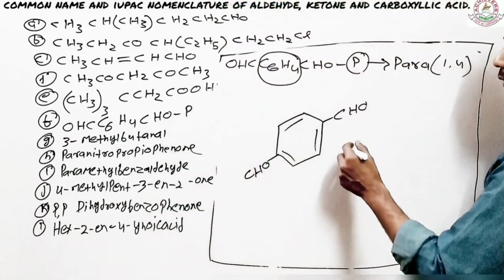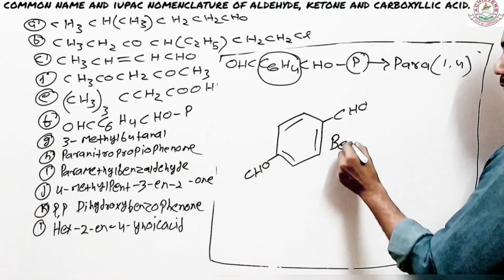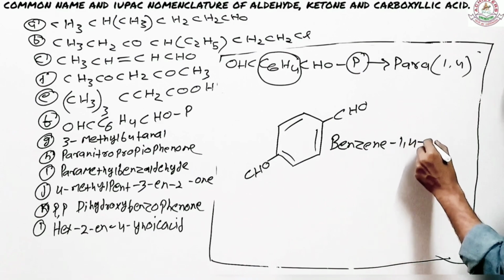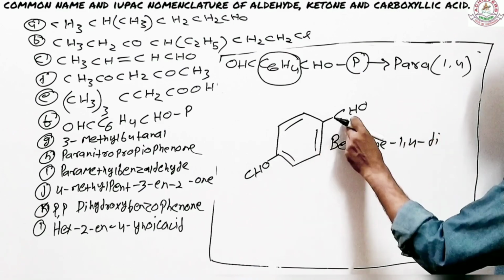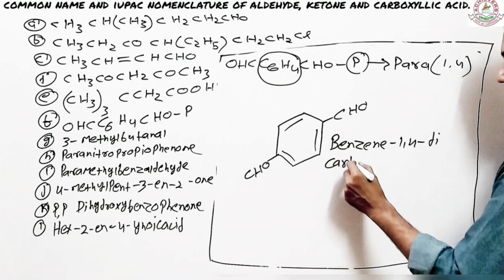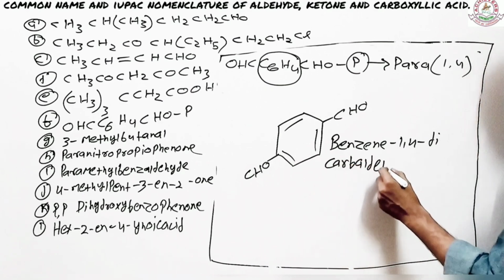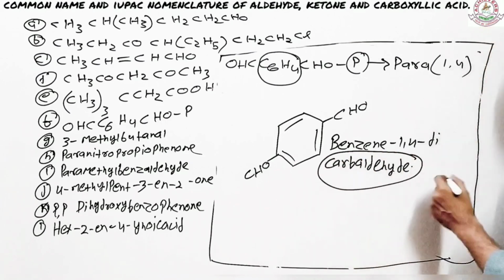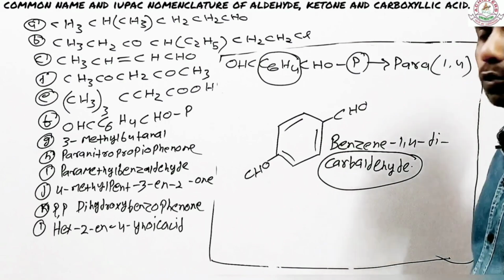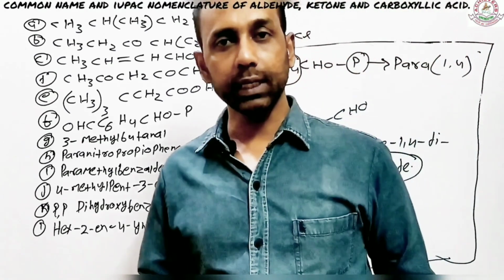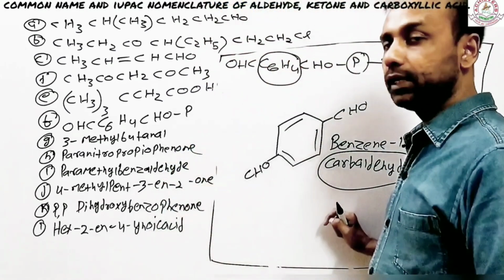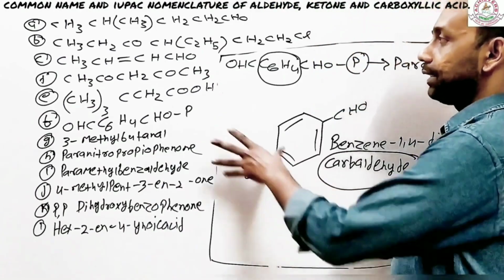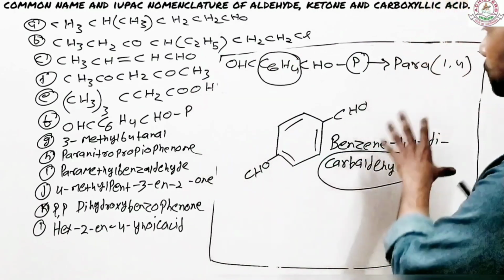So what I will do, benzene, because that is the parent chain. Benzene 1, 4, di for these two, and then carbaldehyde. We have to remember this, and there is something new coming up here. This carbaldehyde also represents the two aldehydes. Like I said, if there is more than one aldehyde, you can use carbaldehyde, right? But if there is just one, you can use only benzaldehyde. Right? I'm done with the IUPAC naming part.